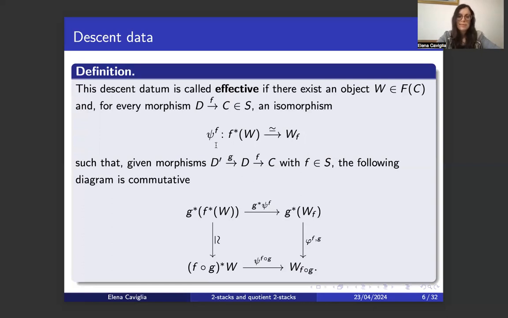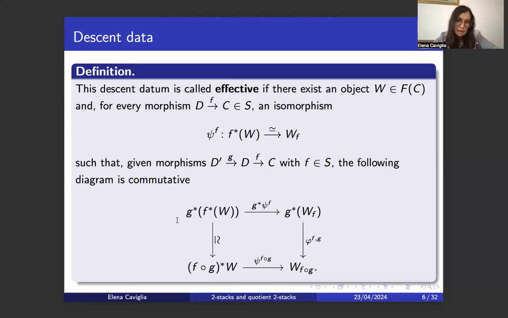So for every morphism F in the sieve, there is an isomorphism between the local data W of F and F star of W. And another way to think of W is that W acts as the assignment W identity of C. So the identity of C is not in the sieve in general. It is in the sieve only if the sieve is the whole unit of C. So there is no W of identity of C. But W kind of acts like W identity of C.